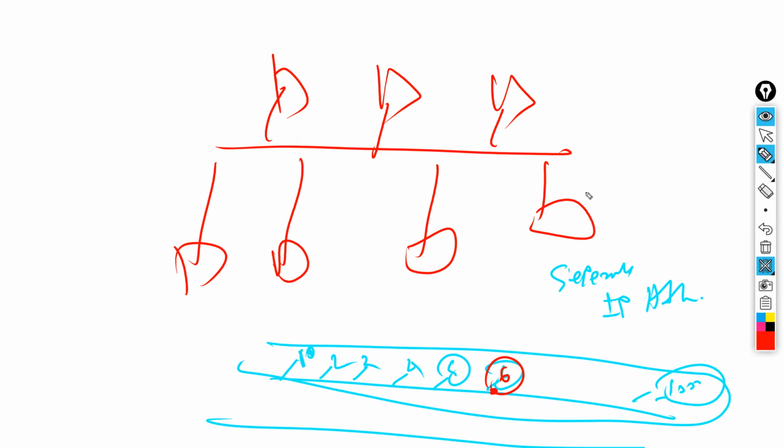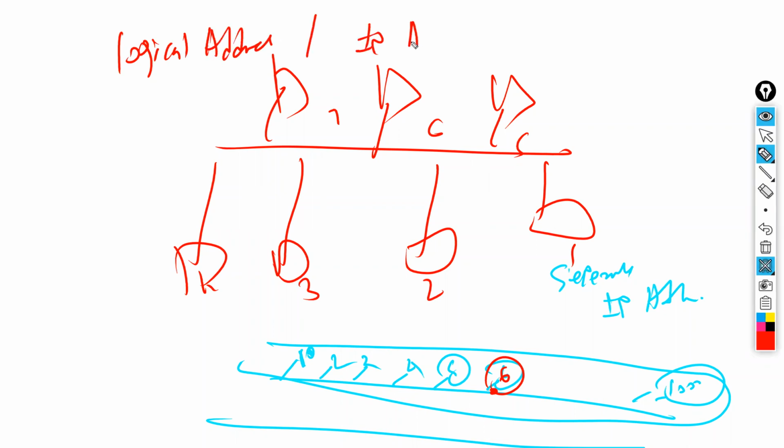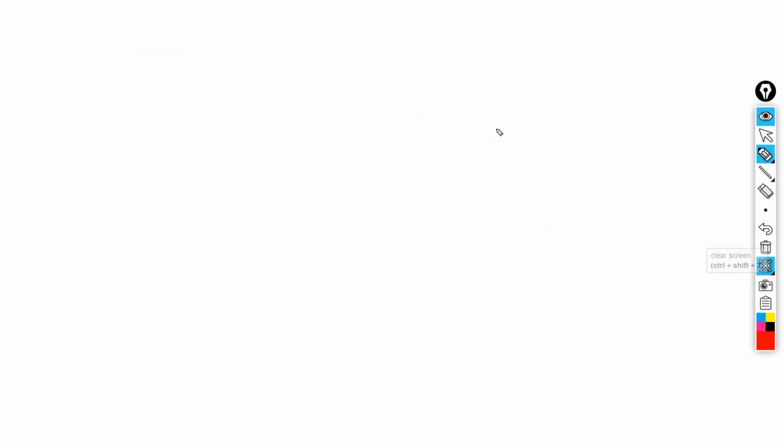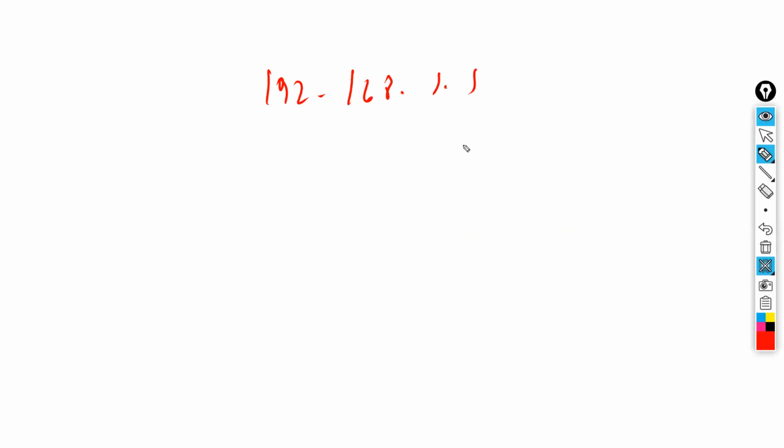Same thing in a computer. If you want to transfer data back and forth between these computers, you should know the address. So there's a specific address that's called the logical address. Logical address is called the IP address. An IP address is written in decimal like this: 192.168.1.1. This is an IP address. Another address, 192.168.1.2. This is a special address that is assigned to each and every computer.